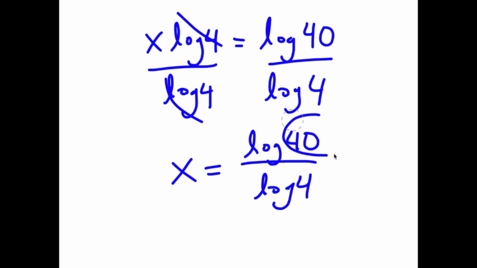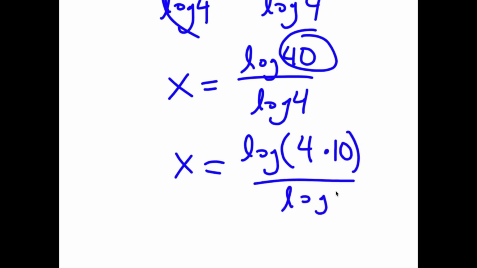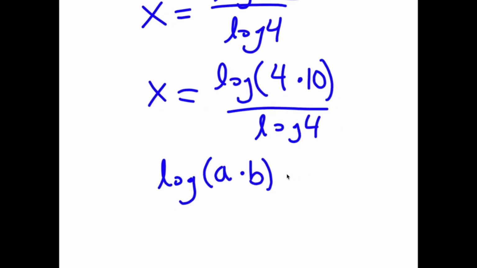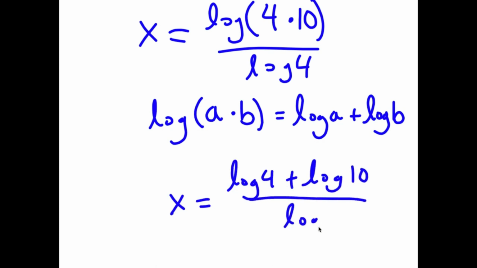Now we can rewrite log 40 as log of 4 times 10. And if I have something in the form log of a times b, this is equal to log a plus log of b. So log 4 times 10, that's going to equal log of 4 plus log of 10 over log 4.